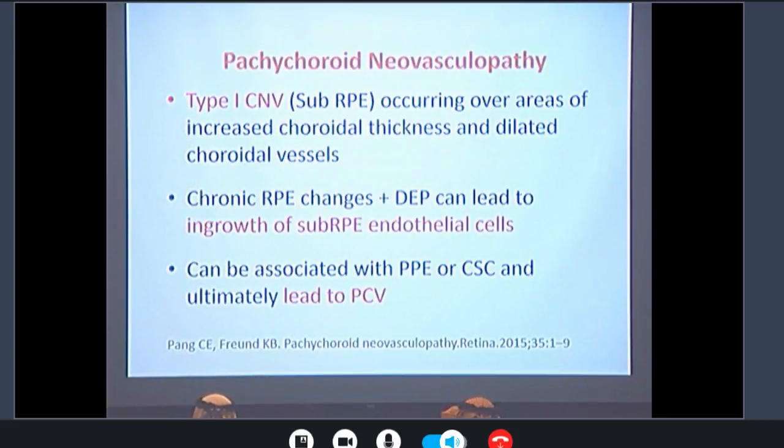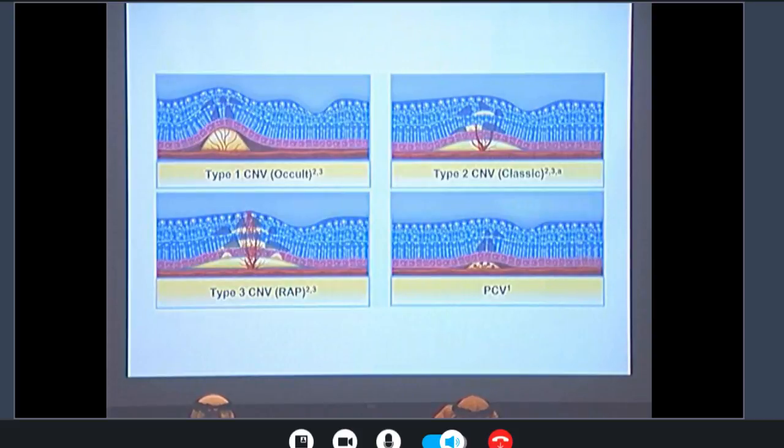Why is that important? Because it seems that all this pathology can be associated with CSCR, with the pigment epitheliopathy, and all these changes finally can lead to polypoidal vasculopathy. To remind you, these are the three types of neovascular membranes. We are talking about that one, which I call occult, because when we described the neovascular membranes we didn't have OCT, we only had angiography. The pattern that we showed in the angiography was an occult pattern.